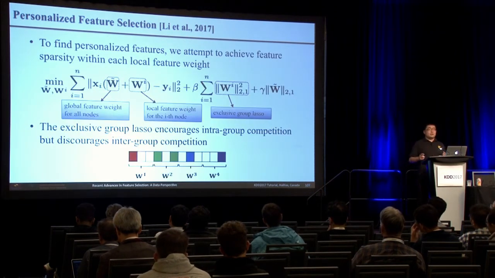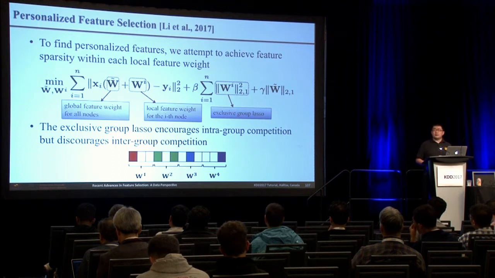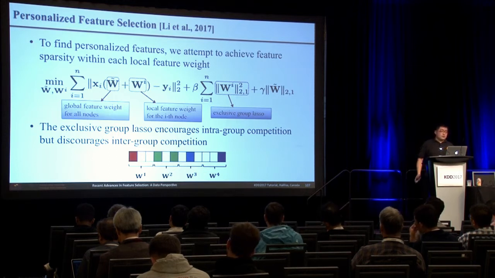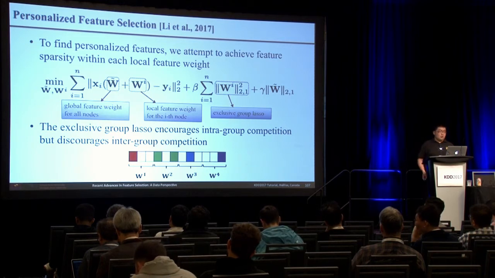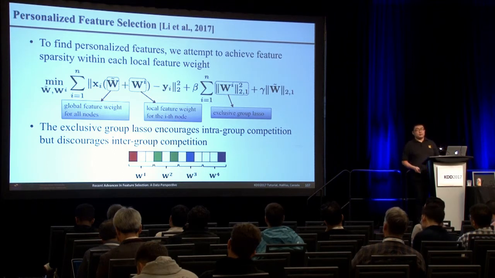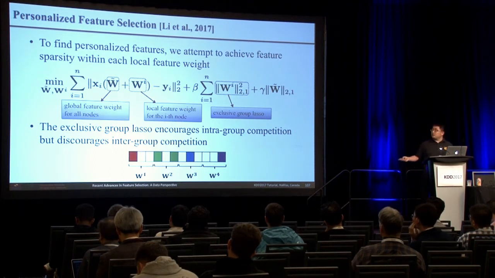So how to find this kind of personalized features? First, we assume that there is a linear classifier between xi and yi, where xi is the content information of the ith node, and yi is its class label. We assume that this linear classifier consists of two parts. One is the global feature weight, W tilde, which is shared by all the nodes in the network. Another term is wi, which we call the local feature weight, which is specific to each individual in the network.